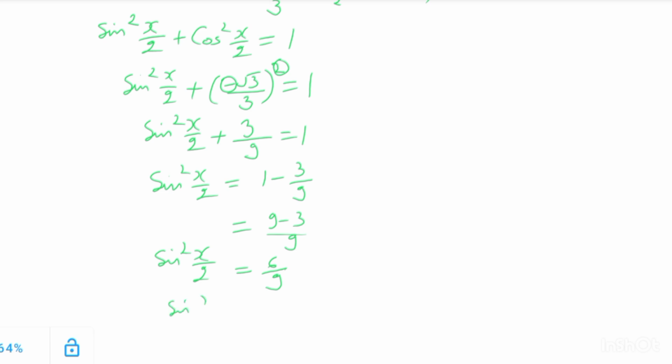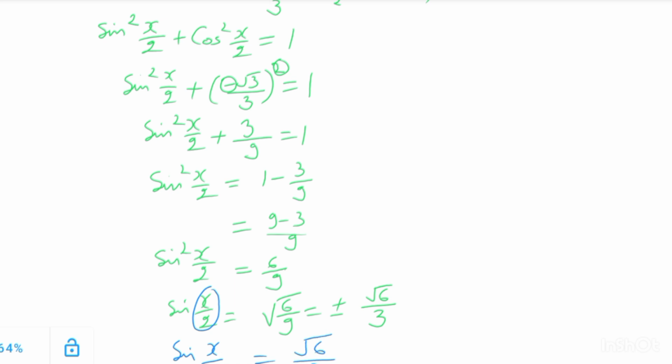and sine x by 2 will be square root of 6 upon 9, which will give plus minus root 6 by 3. And we know that x by 2 is in the second quadrant, and in the second quadrant sine is positive, so the value of sine x by 2 will be square root of 6 by 3, right?